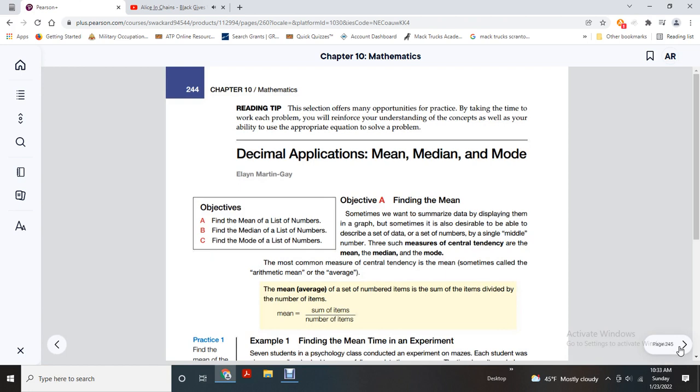Our reading text section offers many opportunities to practice by taking time with each word problem. You will reinforce your understanding of the concept as well as your ability to set up an appropriate equation to solve the problem. Decimal Applications: mean, median, and mode.